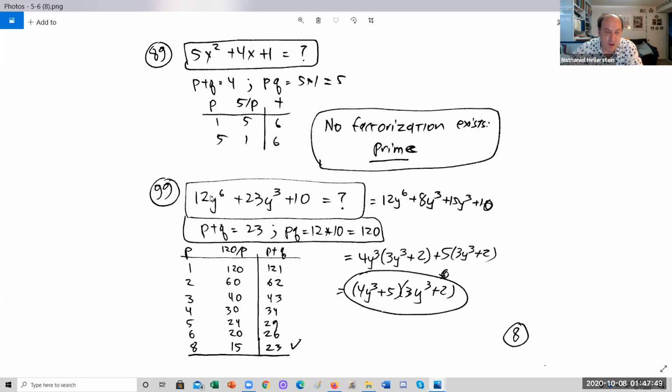Here there's a little bit of trickiness. 12y to the 6th plus 23y cubed plus 10. Now, this is terrible looking because it has a 6th power. But really, the 6th power is the square of y cubed. So it's really a quadratic in disguise. Okay, to factor this, we need two numbers p and q whose sum is the middle coefficient, 23, and whose product is 12 times 10, which is 120. So whatever p is, q is 120 over p, and we look for p plus q.